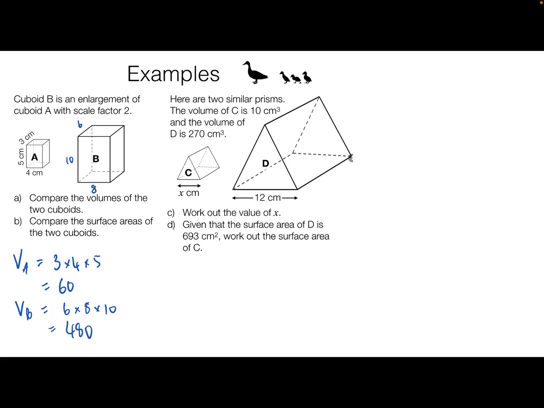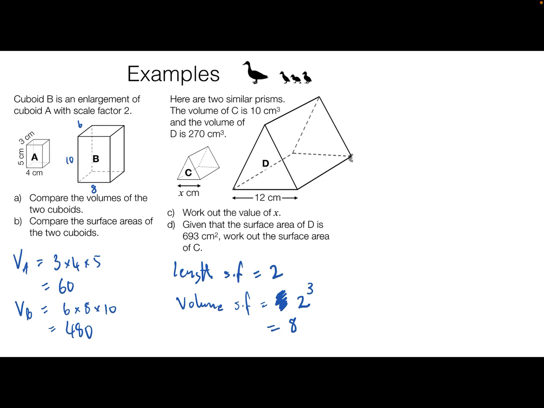Okay? Now, the length scale factor is equal to 2. But you will notice that the volume scale factor is not equal to 2. It's 480 divided by 60, which is 8. And that is because the volume scale factor is actually the cube of the length scale factor. So area was squared, volume is cubed. It's all logical, just makes sense.